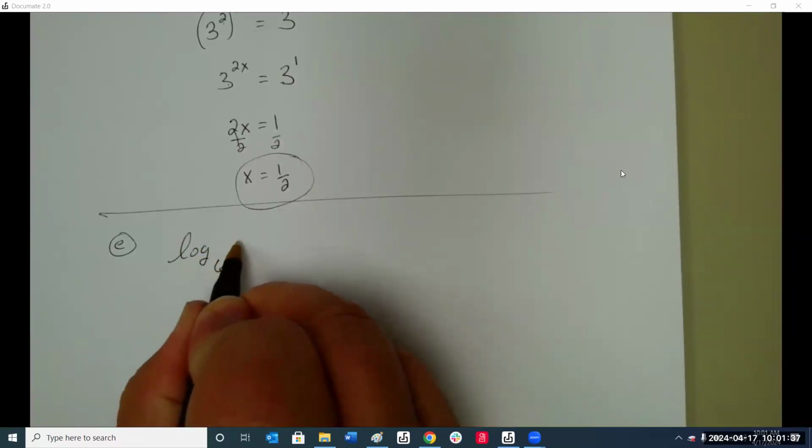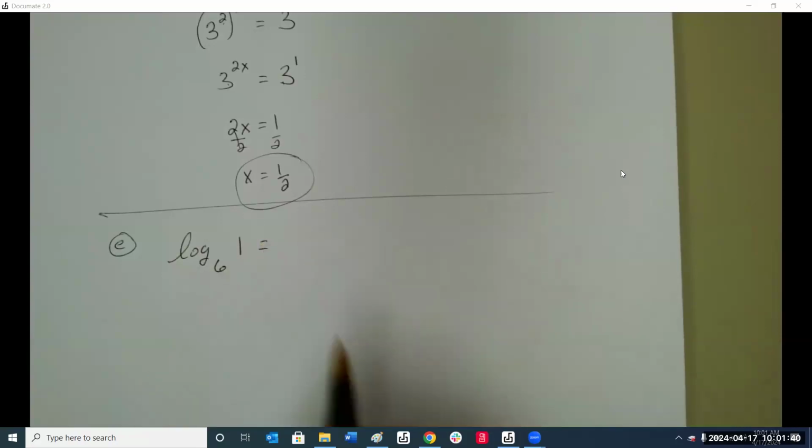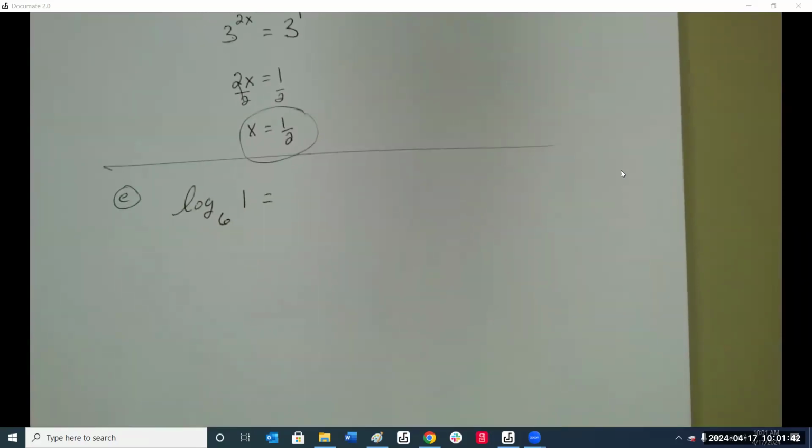Log base 6 of 1. The next two are going to be properties, actually.